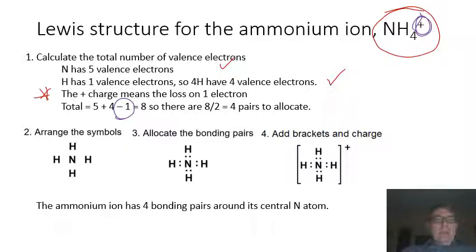Okay, so first of all, we arrange the symbols. In the middle goes the atom that has the biggest possibility of gaining more electrons. So you might remember nitrogen has 5, so there's room for accepting more electrons there. So first step is we allocate 1 pair per bond, and then in this case that's the end of it really, in the sense that we've allocated all the electrons. The only extra step that we have to make here is the fact that we put these brackets around the ion and show the charge on the outside.